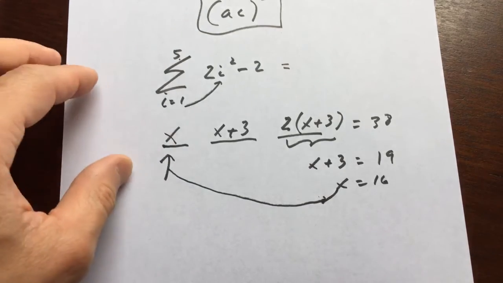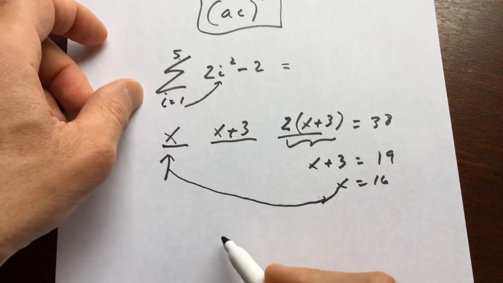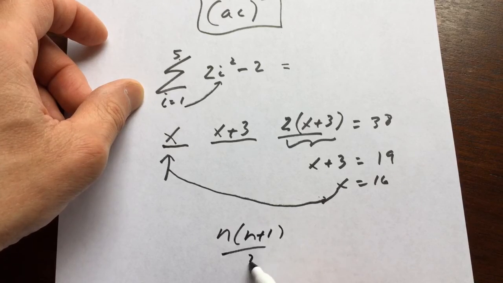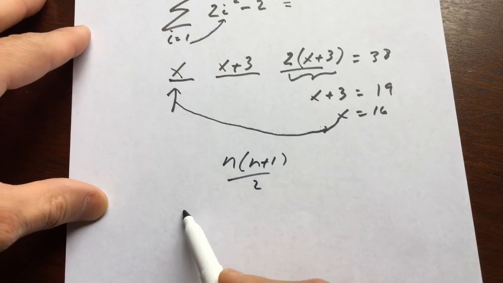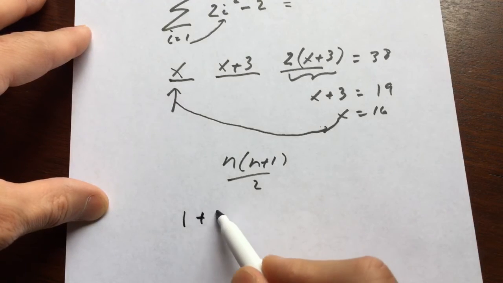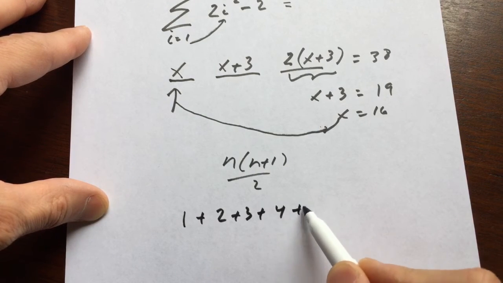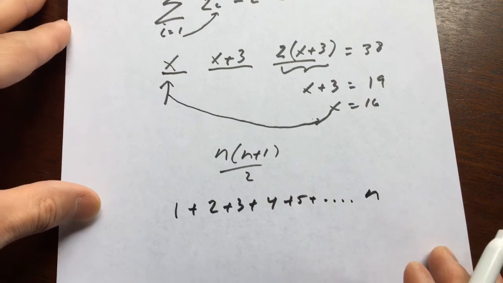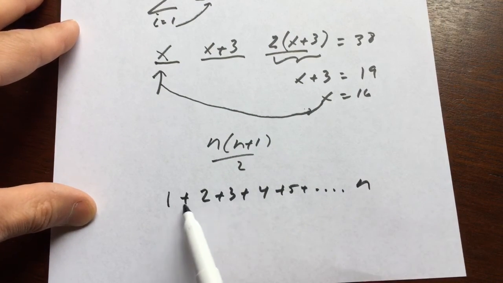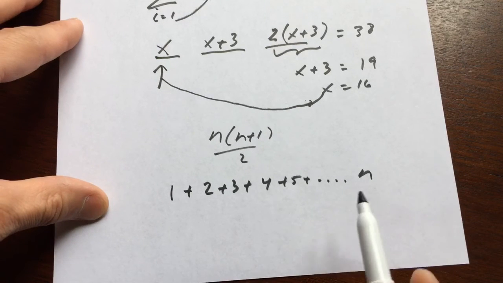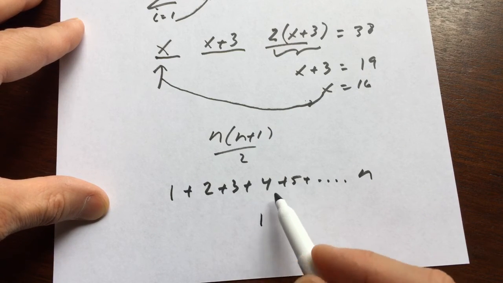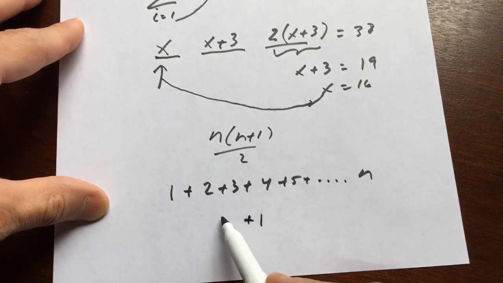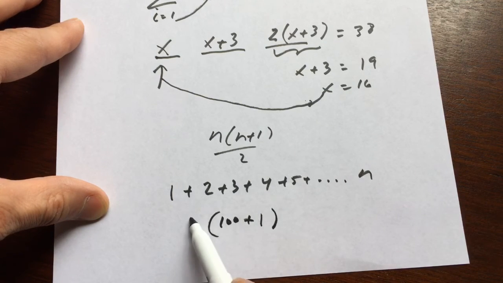Let's try to answer your question here, Angie. You're asking about n times (n plus 1) over 2. You know what this formula is? It's what you use if you're adding up consecutive integers like 1 plus 2 plus 3 plus 4 plus 5 and so on up to n. So if you were adding up all the integers from 1 to 100, for example, the first term is 1, your last term is 100, there are 100 terms, and you divide by 2.